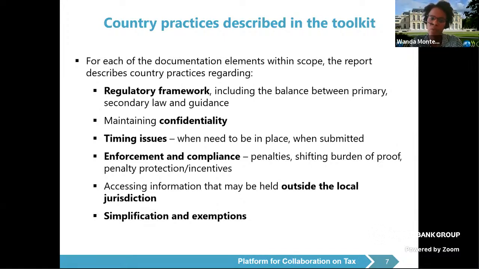And those issues will be discussed for each of the elements of the transfer pricing documentation that we are describing in the toolkit. So, as I mentioned at the beginning, this was just a high-level picture of the toolkit. We recommend you go through it, and we hope that it can constitute a useful tool for countries looking forward to implementing effective transfer pricing documentation regimes.